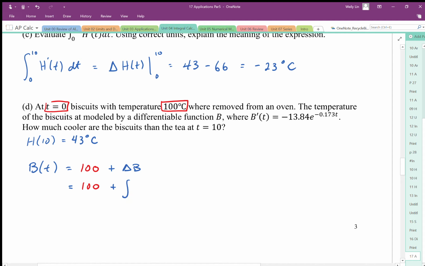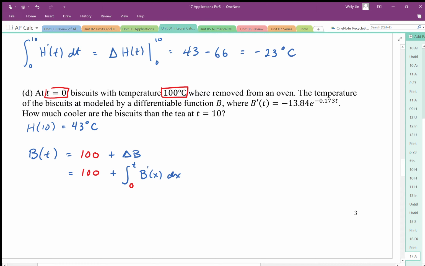Again, I want to make sure I highlight that this is my initial condition, 100 degrees at t equals 0. So that's my starting point. All the way to x. Oh, sorry, I'm going to make that into t. All the way to some time t of B prime. I'm just going to change this variable to x, dx. And then I'm going to replace that B prime with that expression.